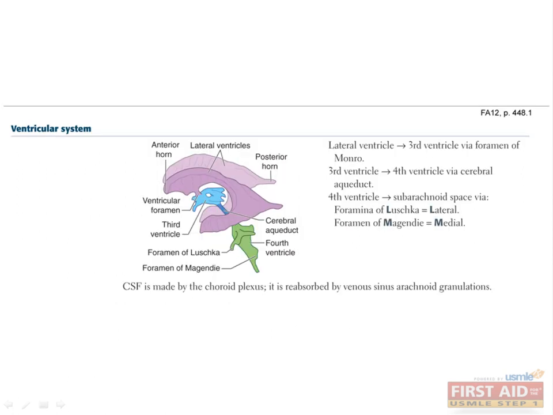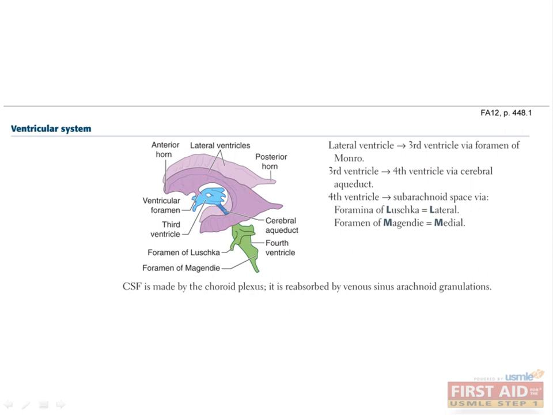The ventricular system is where the CSF is made and flows. The CSF is made by the choroid plexus cells lining the lateral ventricles, and it is resorbed through the arachnoid granulations into the venous sinus system, as we just mentioned. Now, there is one lateral ventricle in each hemisphere that drains to the midline third ventricle and fourth ventricle.